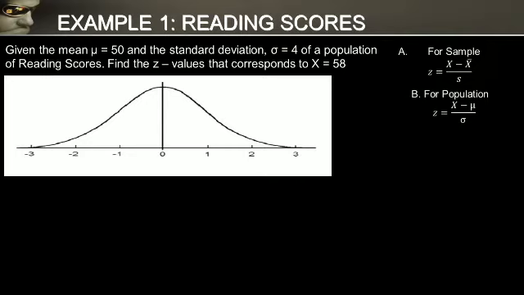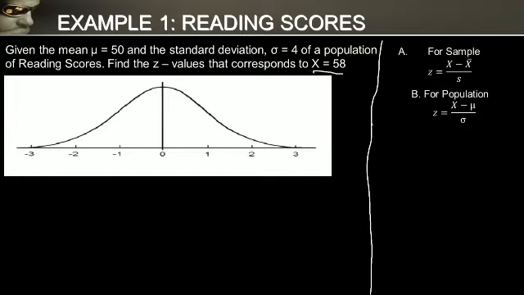Kung mapapansin nyo, bakit po tayo merong normal curve? Kasi alamin natin kung ang value ng Z-score mo ay nasa left or nasa right. Now, given the mean of 50 and the standard deviation of 4 of a population of reading scores, find the Z value that corresponds to X = 58. So, ibig sabihin, class, ang ating observed value is 58. So, sa observed value of 58, aalamin po natin yung Z-score ng 58. At aalamin din natin through the normal curve kung ito po ba ay below or above the mean.